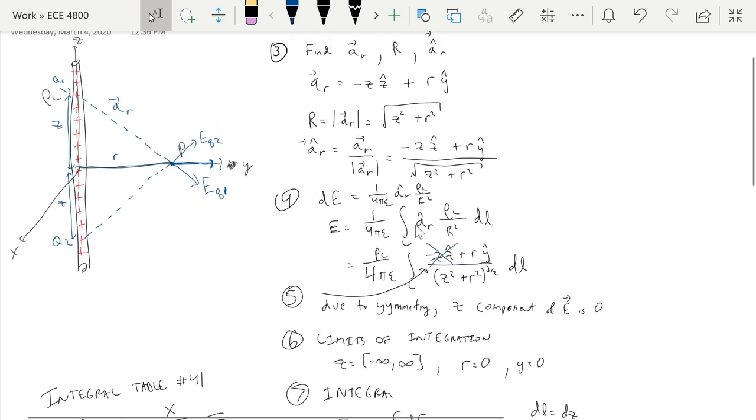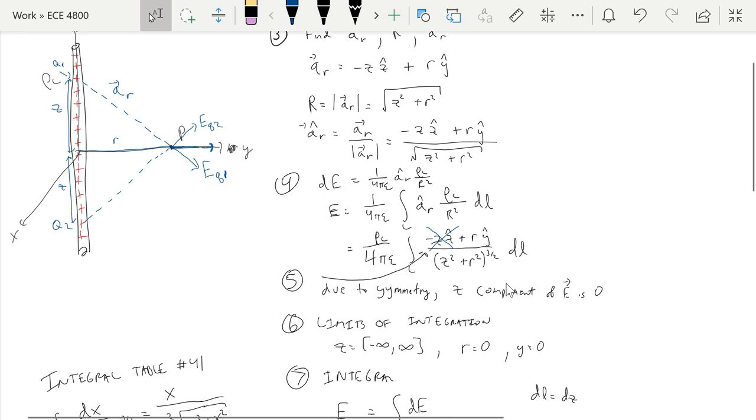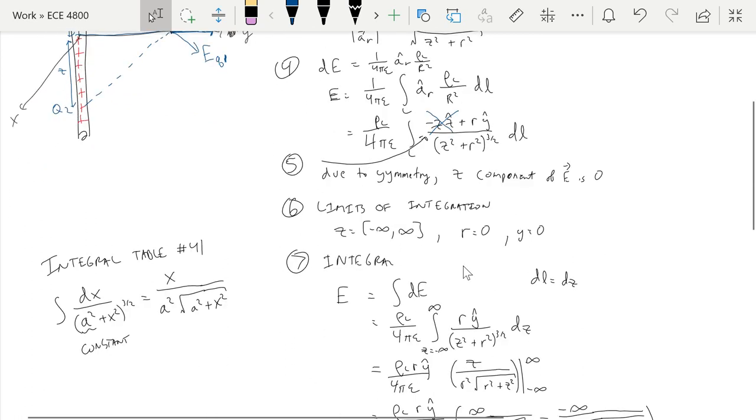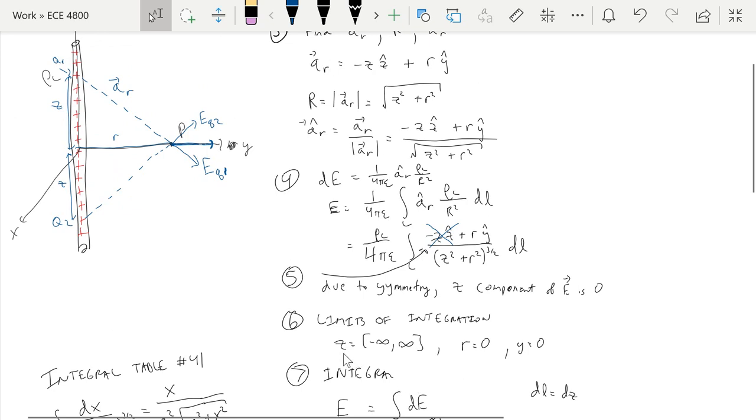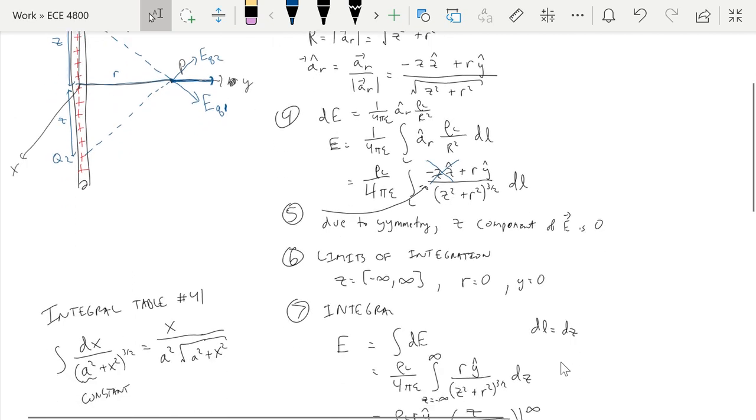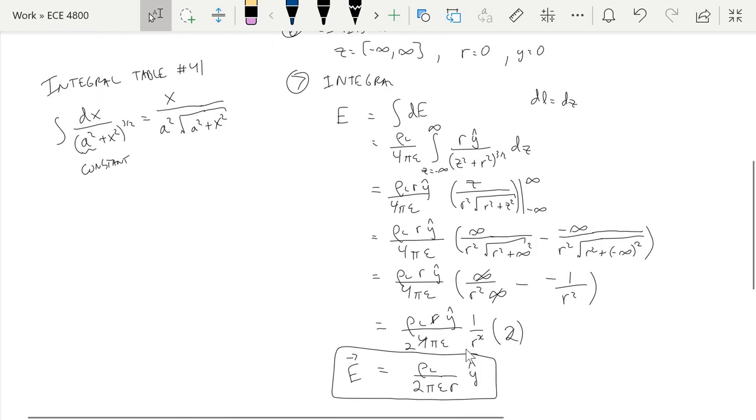Part four is we wrote down that equation for the differential electric field, and we actually wrote down the integrated equation as well. At step five, we looked at symmetry. We said that the Z component of the fields are going to cancel. And because of that, that simplifies our integration quite a bit. There's no Z hat component to the electric field so we don't have to do as much integral work. We found the limits of integration: Z equals negative infinity to infinity, at R equals zero, Y equals zero because we're at the Z axis. And then finally, we performed the integral using this integral table. When we plugged in our limits of integration, we have to keep in mind that we're actually putting in infinities and negative infinities, so we have to think about limits when we're doing that calculation.